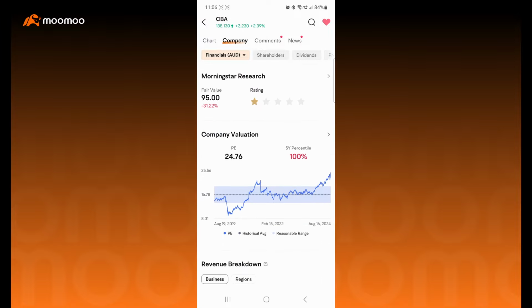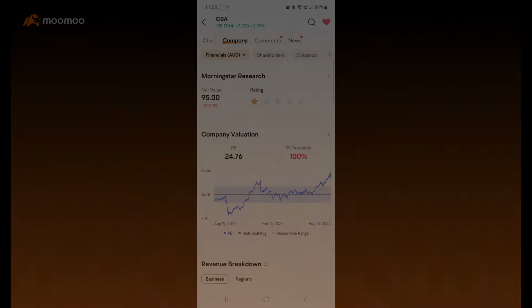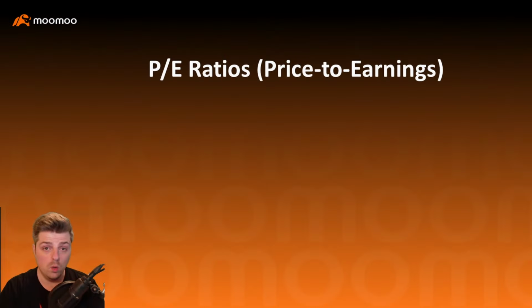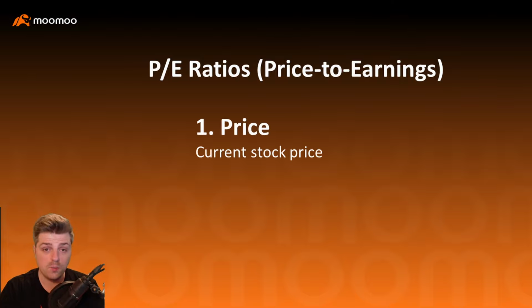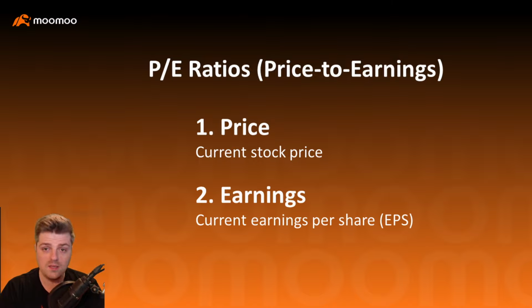From here, you can see the current PE as well as its recent history. So how do PE ratios work? Well, we're going to take a look at two factors. First is the price, and this refers to the current price of one share for a company's stock. Then we take a look at earnings, and this is how much profit the company makes per share, which is the EPS that we just covered.